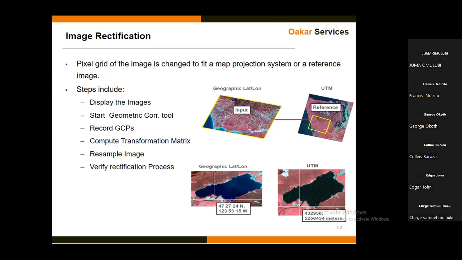So once you do that, there is a tool called the geometric correction tool. Once you open it, you are able to pick control points. And from the control points that you pick, the software is able to compute a transformation matrix, which basically links points from the unrectified image and the rectified image. Then you state a resample procedure, basically using linear or bilinear algorithms. And finally, once you run the process, you need to verify whether the process is a success or not by evaluating the process.